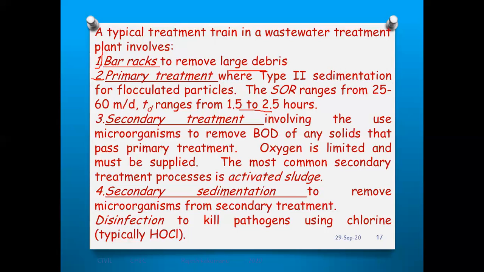Okay? Like secondary sedimentation. So in the secondary sedimentation, to remove the microorganisms from the secondary treatment, and then disinfection to kill the pathogens using chlorinated water, NH4Cl. So what is the main thing here? To kill the pathogens by using liquid chlorine. So this is the typical treatment train that a wastewater plant involves.